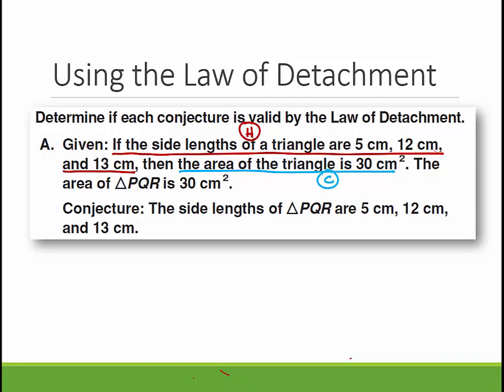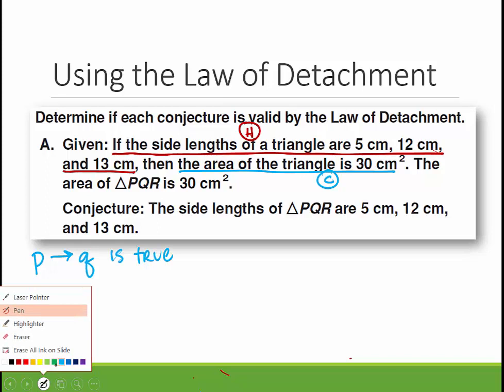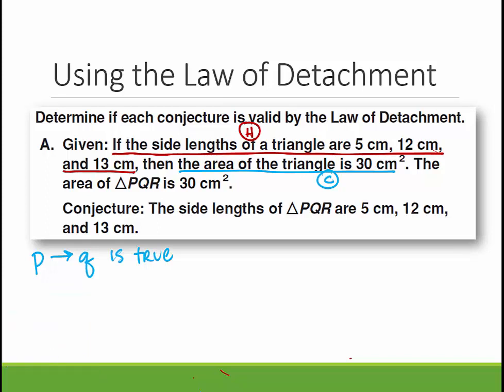So remember it said if this is a true statement, which we're assuming it is, so P then Q is true. And then the other thing that they give us is that the area of PQR, so some triangle out in space, is 30 centimeters cubed. So they tell us that Q is true, or the conclusion is true. And the conjecture says the side lengths of PQR must be 5, 12, and 13 centimeters.